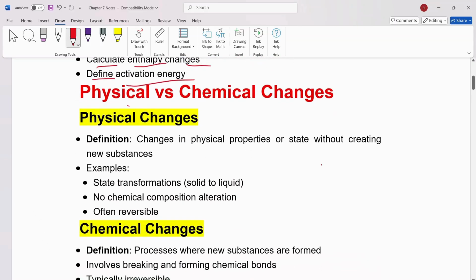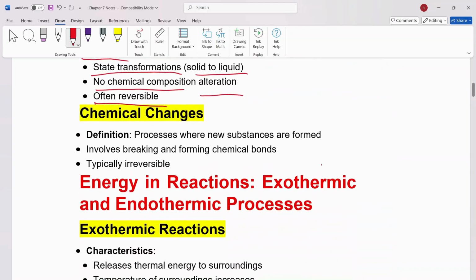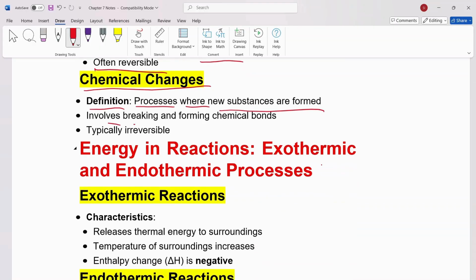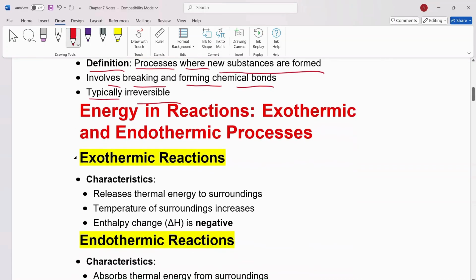First, let's talk about physical versus chemical changes. Physical changes: definition, changes in physical properties or state without creating new substances. Example, state transformation, solid to liquid. No chemical composition alteration, often reversible. Now let's talk about chemical changes. The definition is processes where new substances are formed. Involves breaking and forming chemical bonds, typically irreversible.